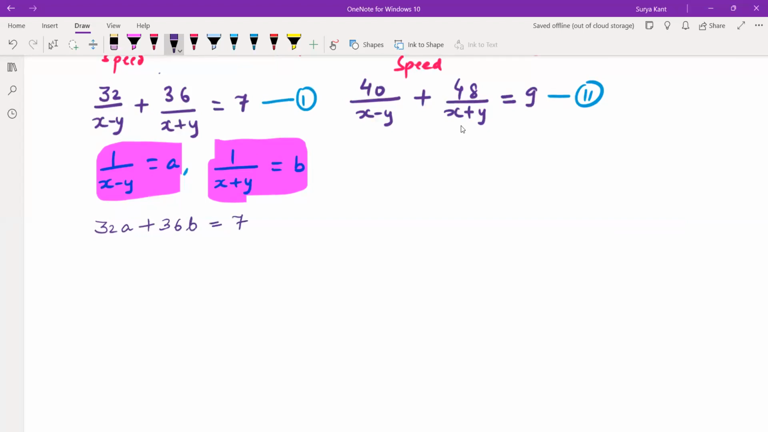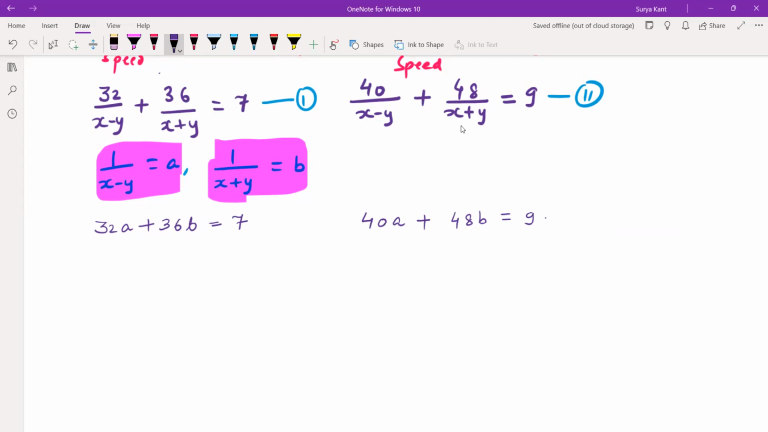Okay. Then we get 40a plus 48b is equal to what? 9. Is it clear what I wrote, how I wrote a and b? Yes.